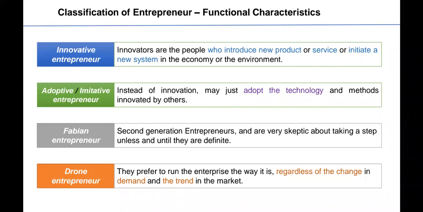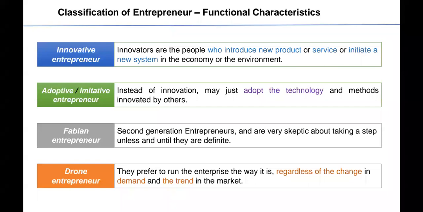Second is the adoptive or imitative entrepreneur. Adoptive or imitative entrepreneurs are those who, instead of doing some innovation, just adopt the technology and methods innovated by others. From the name we can understand that they are called adoptive or imitative. Imitative means they will copy it. Innovation has already been done by the innovative entrepreneur, while the adoptive or imitative entrepreneur copies, adopts, and imitates it, and then starts their own business.